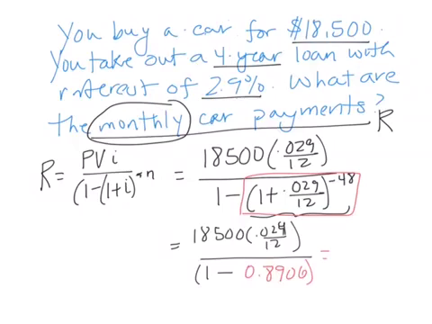So if you evaluate that whole thing first, now we'll do 18,500 times 0.129 divided by 12. And then we're going to divide that by 1 minus 0.8906. And you get $408.67. That's your loan payment. Okay, so that's how you calculate a loan payment. And you should try it yourself in your calculator and make sure you can match that answer.